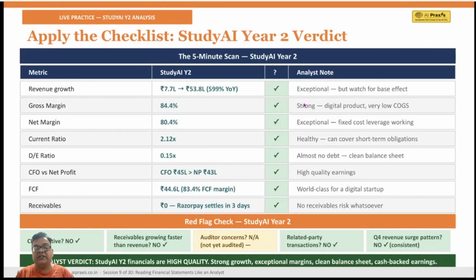Now, receivables, which is zero. Payments are settled within 3 days through Razorpay, let's say. And this means there are no receivables at all. And the risk is not there.